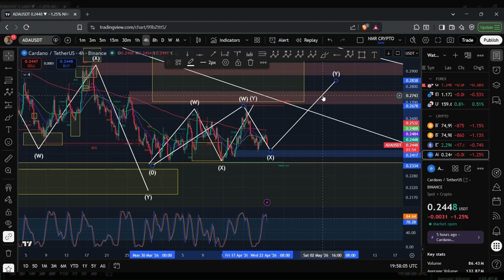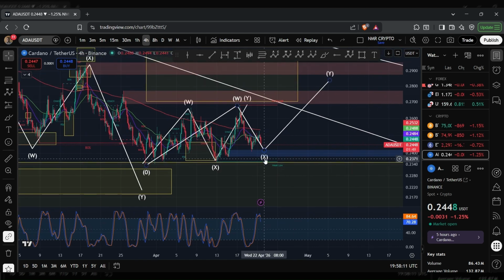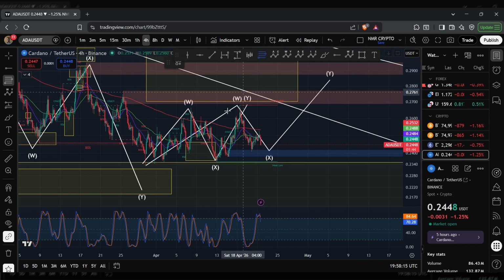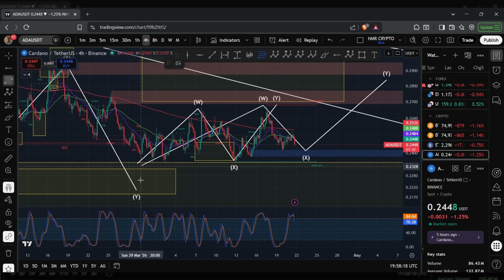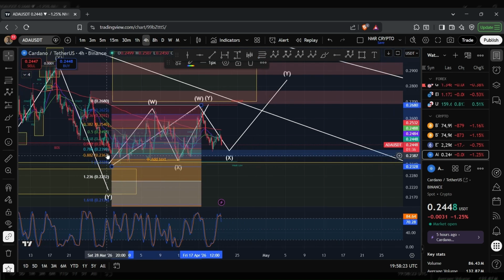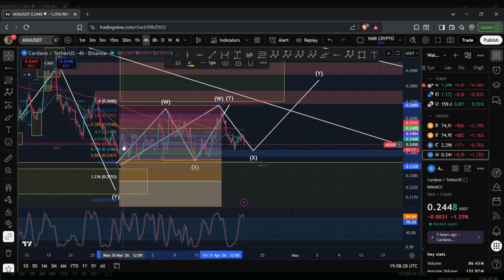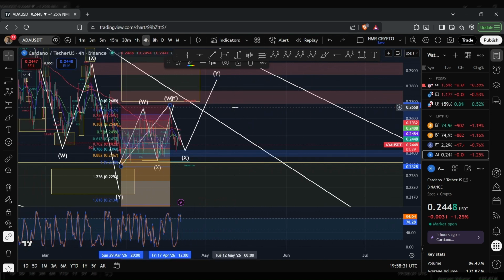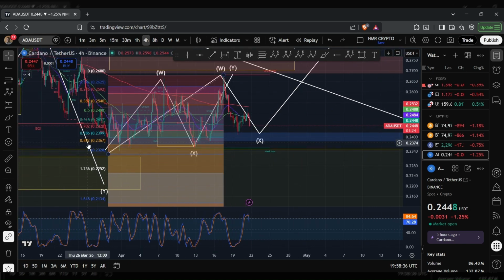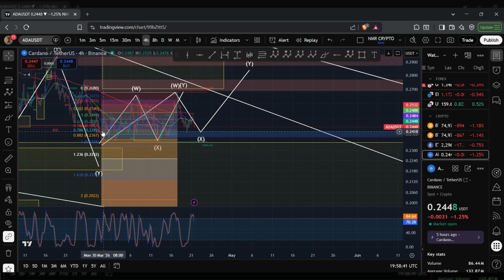And this WX structure would need to follow the right guidelines, such as the X wave retracing anywhere between 50 to 88.2% of the W wave. So using the fib tool, you can see that that range sits between 23.67 cents to 24.98 cents. And so for as long as we hold this region here, it's possible that this WX structure could be forming right now. And if it just so happens that we breach below the 88.2% retrace level, that would then signal that we're bearish, and we could see a drop on the price of ADA.